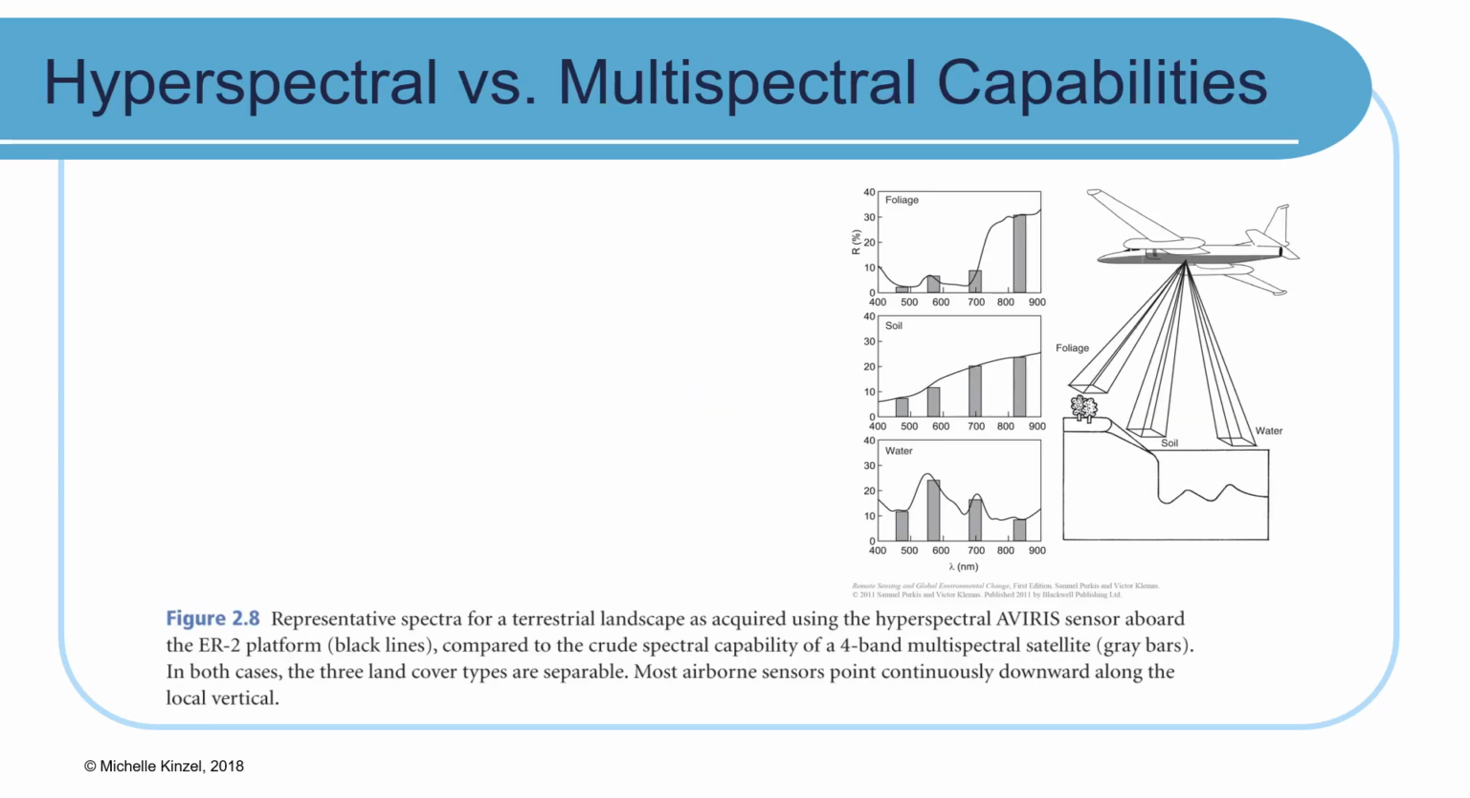When we think about hyperspectral versus multispectral capabilities in models, this is a representative spectra for a terrestrial landscape, and this was collected on the AVIRIS sensor. You can see that this is showing foliage, soil, and water spectral signature curves, and the diagram on the right is just showing you representative areas of collection. So in this case, the 3 land cover types are separable.